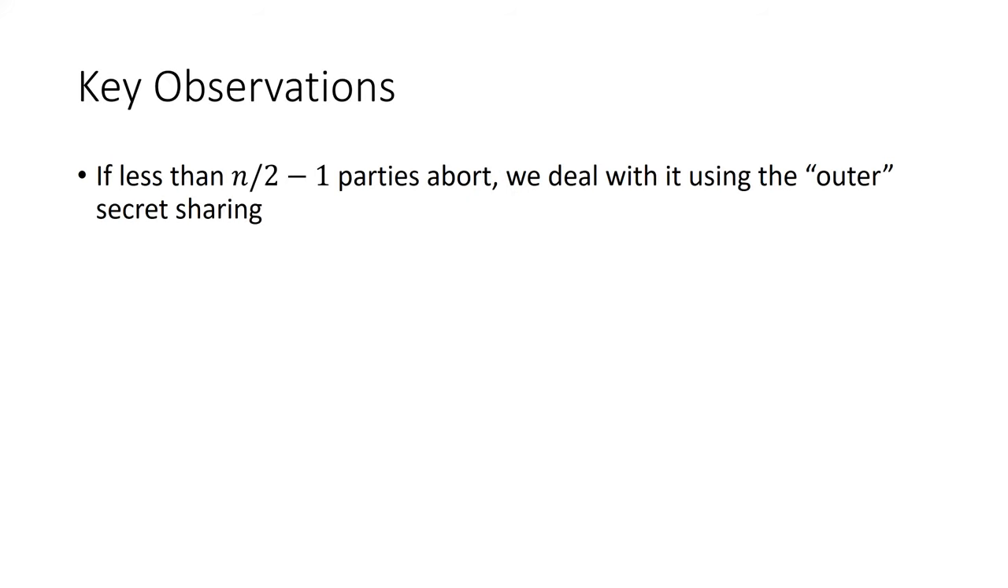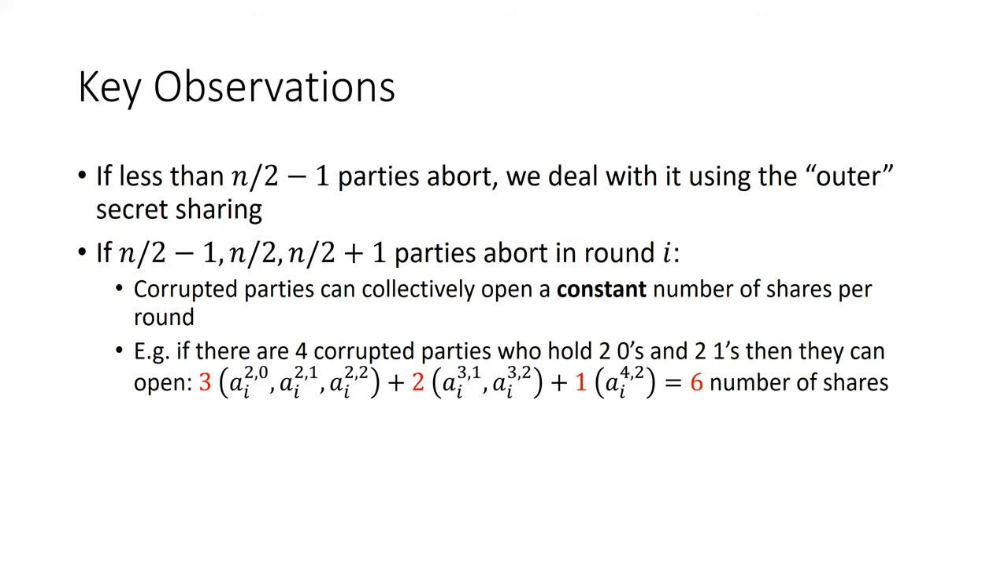So what are the key observations for why this protocol is secure? If less than n over 2 minus 1 parties abort, again, we will deal with it using the outer secret sharing scheme. If n over 2 minus 1, n over 2, or n over 2 plus 1 parties abort in round i, then the key observation is that the set of corrupted parties can collectively open only a constant number of shares per round. For example, if there are 4 corrupted parties who collectively hold 2 zeros and 2 ones, then they can open the following shares. For n prime equal to 2, they can open these 3 shares. For n prime equal to 3, they can open these 2 shares. And for n prime equal to 4, they can open exactly 1 share. So in total, they can open 6 shares.